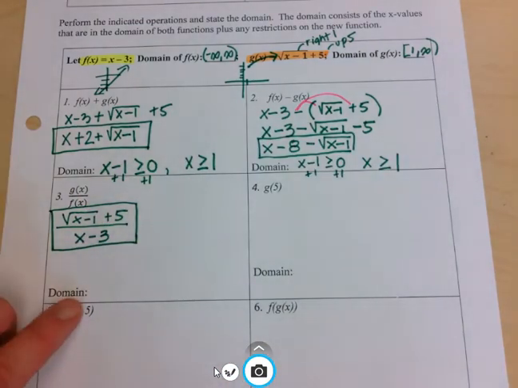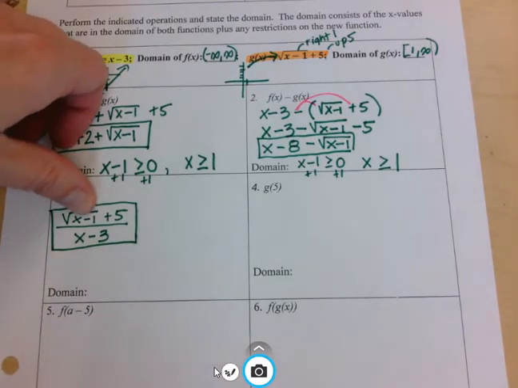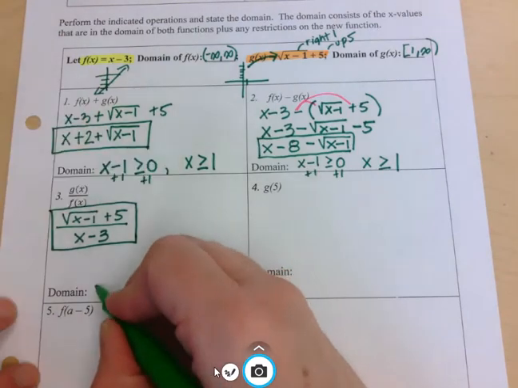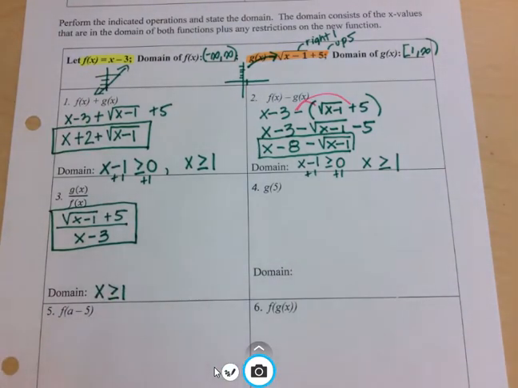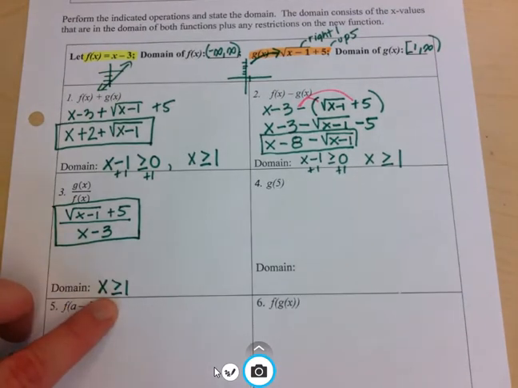But we do have to determine the domain. There are only two things that are going to affect your domain. One of them is a square root. The other one's the denominator. So for the square root, we've already done this twice. We already know from the square root that x has to be greater than or equal to 1. So x can't be negative 3 or negative 2. It can't even be 0. It has to be a number that's greater than or equal to 1.